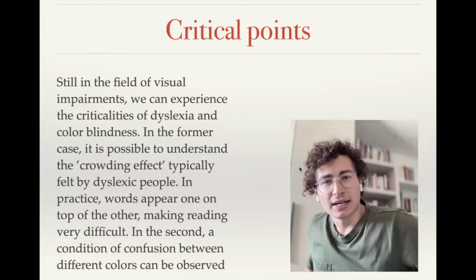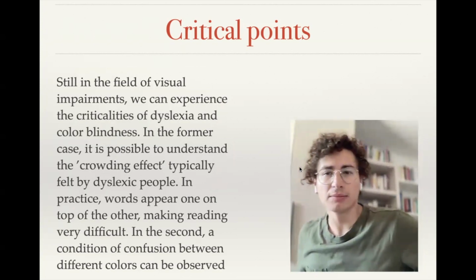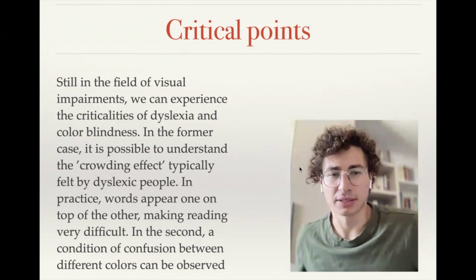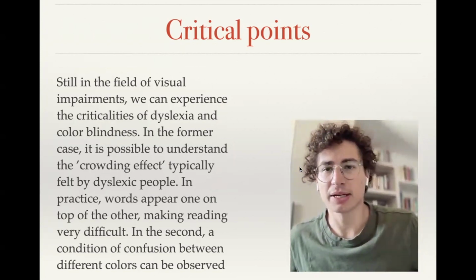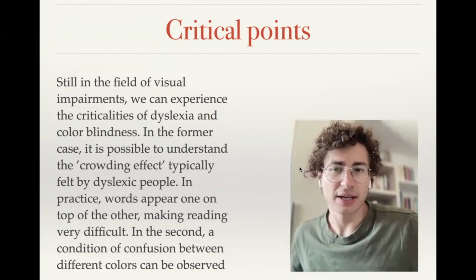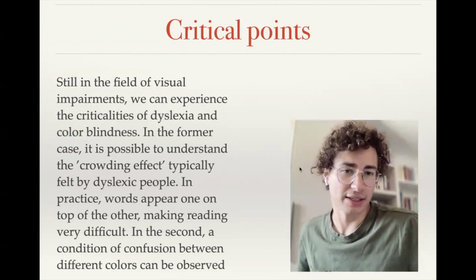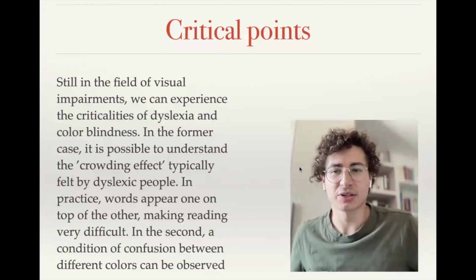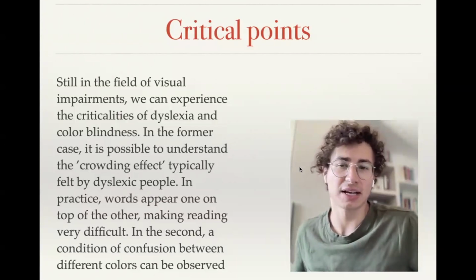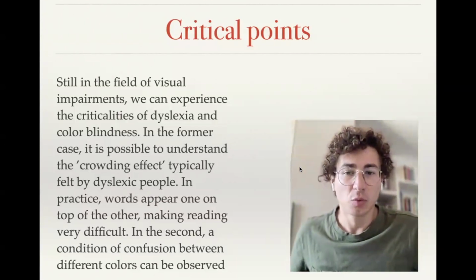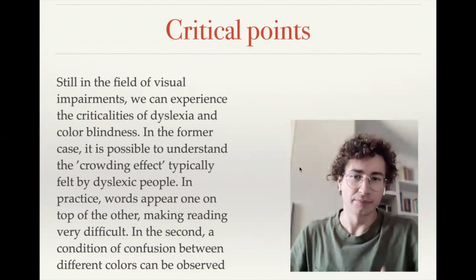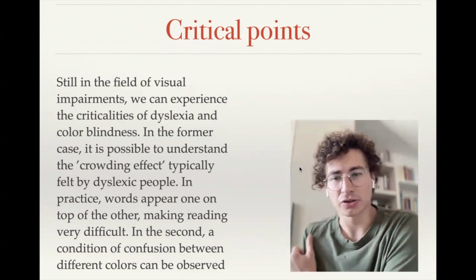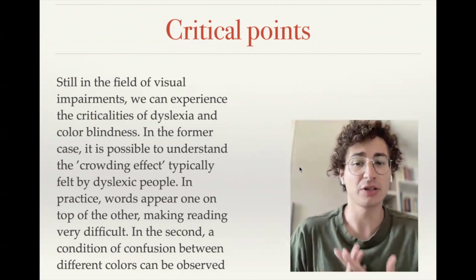We can also underline the critical points thanks to this program in the use of a website or other digital material. For example, we can experience the critical eyes of dyslexia and color blindness or daltonism. In the former case, it's possible to understand the crowding effect typically felt by dyslexic people. In the practice, words appear one on the top of the other, making reading very difficult. In the second, in daltonism, a condition of confusion between different colors can be observed.